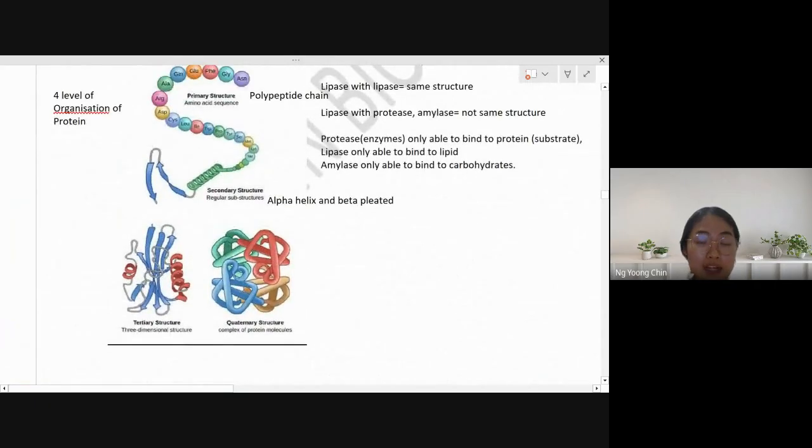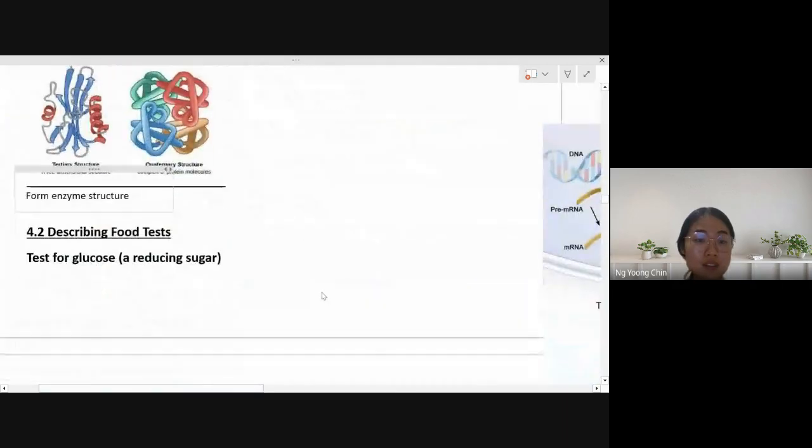Okay, so after secondary structure, then we talk about the tertiary structure. These tertiary structures start to form the structure of the enzyme. So what is meant by tertiary structure? Tertiary structure means that one or more polypeptide chains are joined together and linked together by the bond. Okay, for example, like this.